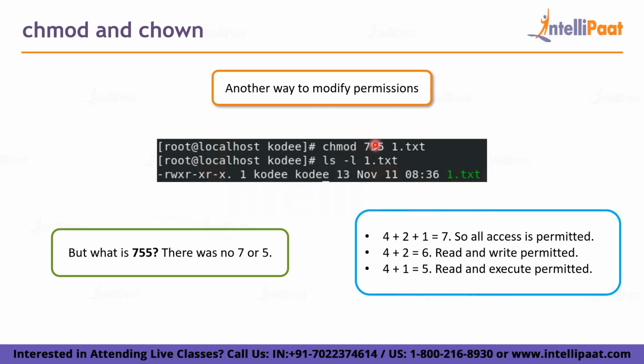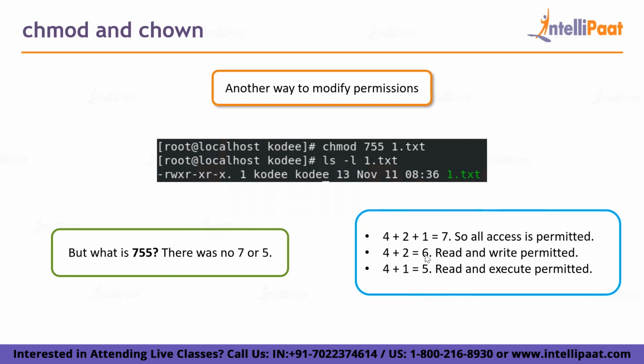and 5 means it is 4 plus 1. Then it is remove write access from group permissions and remove write access from other permissions. So that is what 755 means. And you can see here rwx, the user permission has every single permission. The group permission does not have write, as I said, and even the other permissions do not have write, as I said. So now you can see here, but what is 755? There was no 7 or 5 over here.